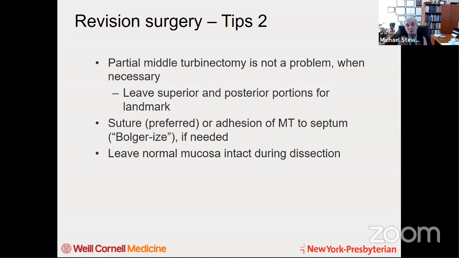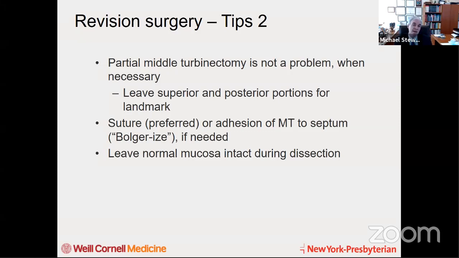Now, if you are going to remove a portion of the middle turbinate, usually the only problem portion is the anterior inferior part of the middle turbinate, the head of the middle turbinate, which lateralizes and blocks ventilation of, and access to, the anterior ethmoids. So generally, all you're going to remove is the head of the middle turbinate. You're going to leave the superior and posterior portions of the middle turbinate intact.